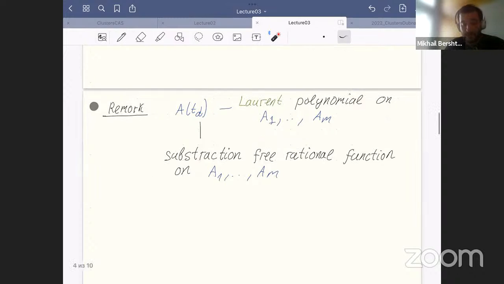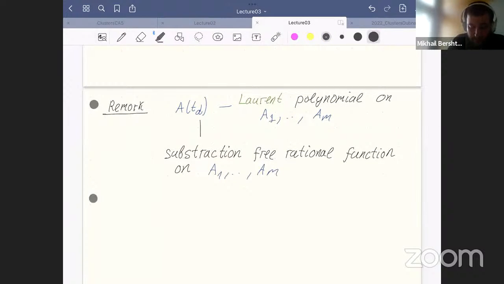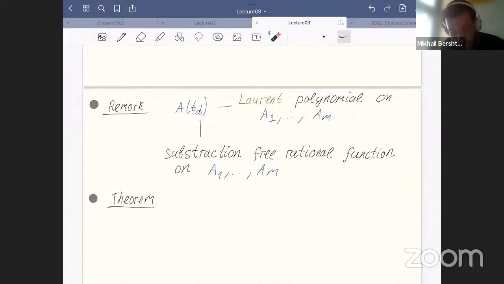Namely, that there is a theorem. Both of these statements are due to Fomin-Zelevinsky, and this is an obvious observation, which is just a definition. So it is known when the cluster algebras appear. But the theorem which I'm now going to state is hard and much more recent.